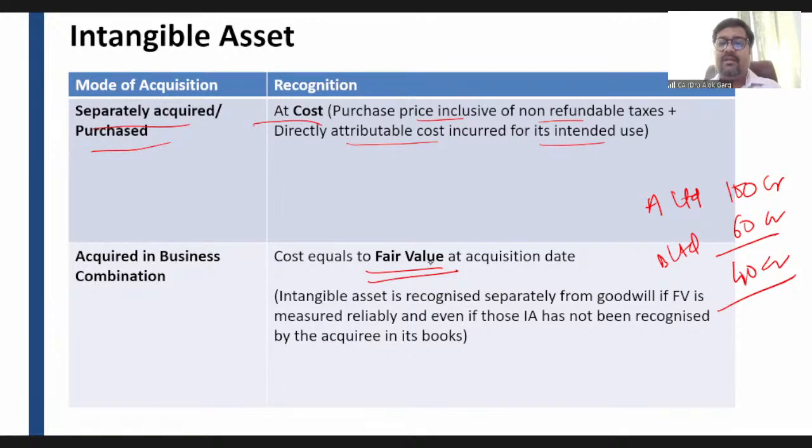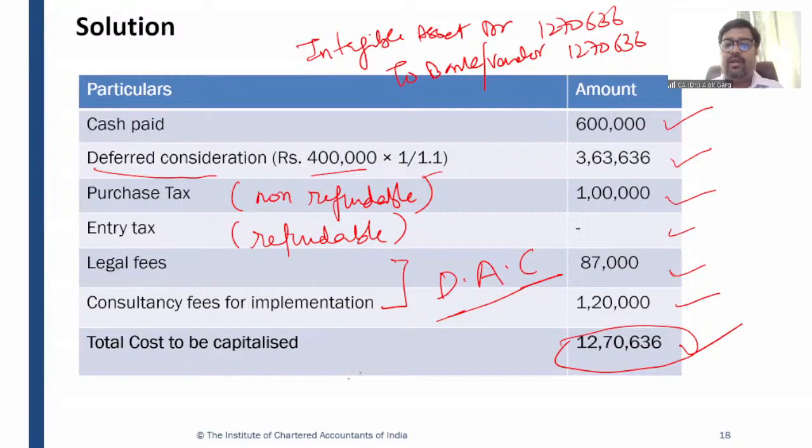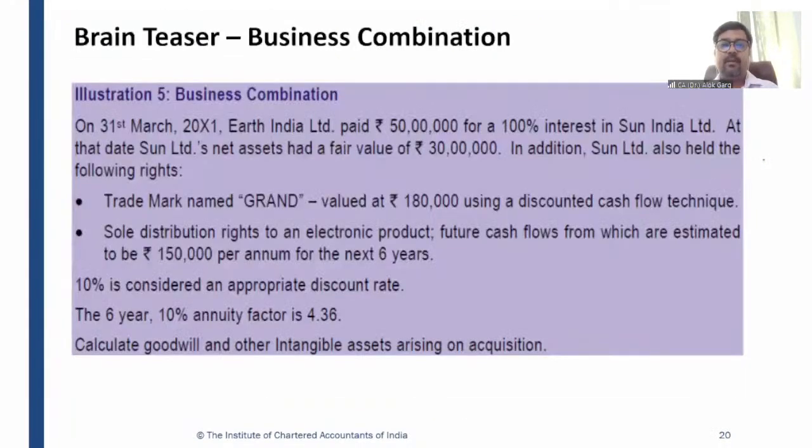Jay is asking, sir, for the deferred consideration, will we recognize interest expense also? Yes, Jay, you have to recognize interest expense also. For example, in this case, what will be the accounting entry? Interest expense account debit to vendor account or creditor account, right? So the difference between 363 and 4 lakh will go to the interest expense. Yes, let's solve this case study for business combination.